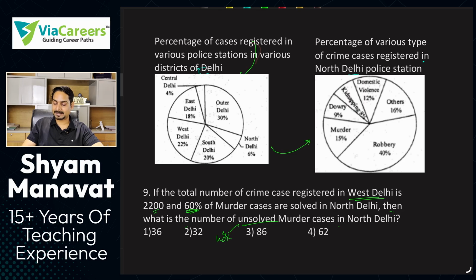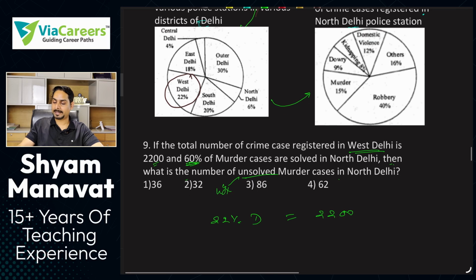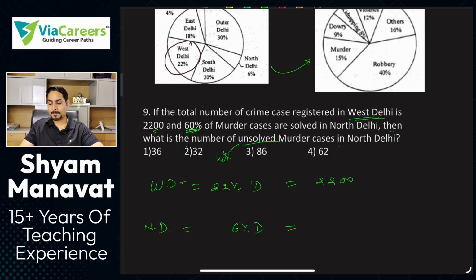So let's see how we work. Here West Delhi, as per the question, shows what? 22%. It's very simple. If 22% of total Delhi number of cases registered is equal to 2,200, right? And we need to calculate for North Delhi. So North Delhi ka kya hoga? This is West Delhi as per the question. North Delhi mein kya hoga? Number of cases as per the question, that is 6% of total number of cases in Delhi. अब obviously दिख रहा है 22% is 22 with 2 zeros. So 6% should be 6 with 2 zeros, right? So we got the total number of cases in North Delhi.